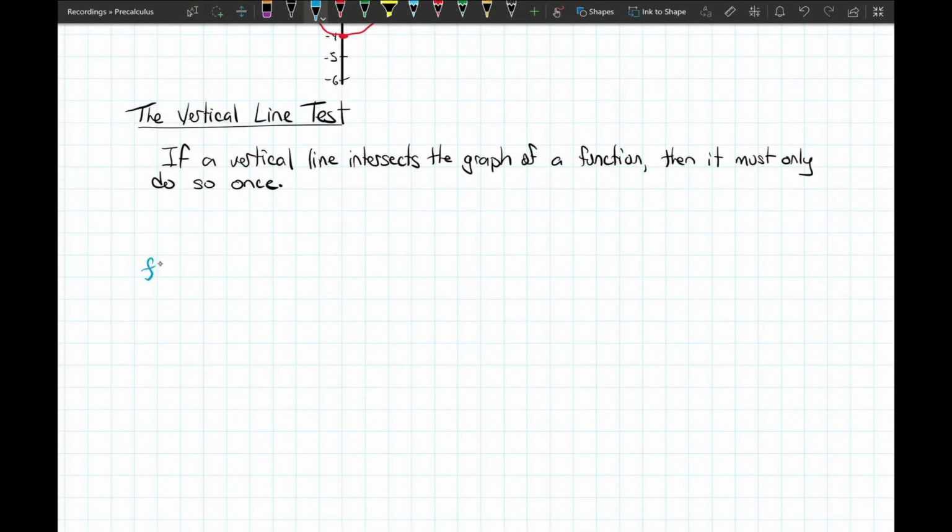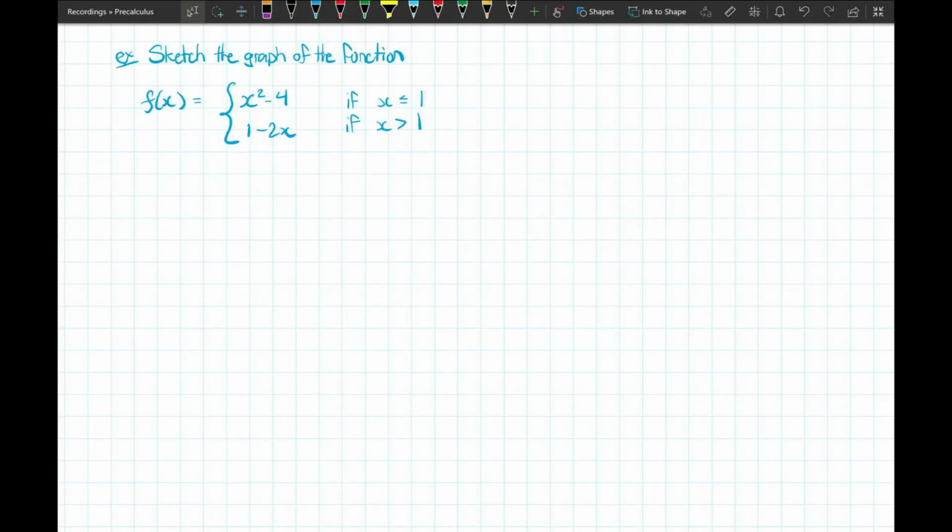Let's see if we can graph a piecewise function. Here we have a function f of x that has 2 different rules. One of these rules is to take the value of the input x, square it, and subtract 4 from that. But we'll only apply that rule if x is less than or equal to 1. In our second rule, we'll be taking the value of x and we'll double that. We'll subtract the result from 1, but only do that if x is greater than 1.